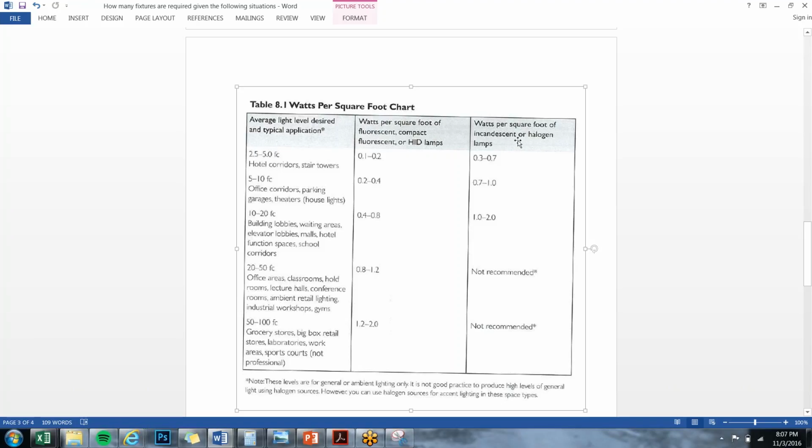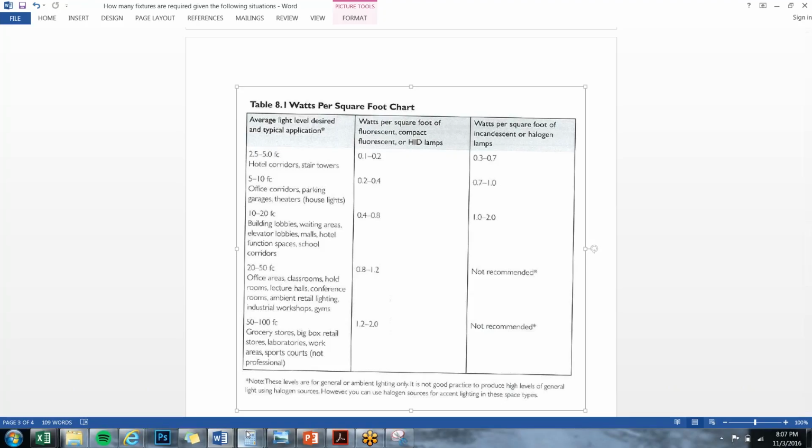And then we have to pay attention to the type of lights too. So there's another element maybe I didn't make clear. There's fluorescent, compact fluorescent, and HID lamps, but sometimes we might not be using those. We may, and this will be in your specs, be choosing an incandescent or a halogen. So here we're using halogen lamps, and in that case we're going to have the 1.0.